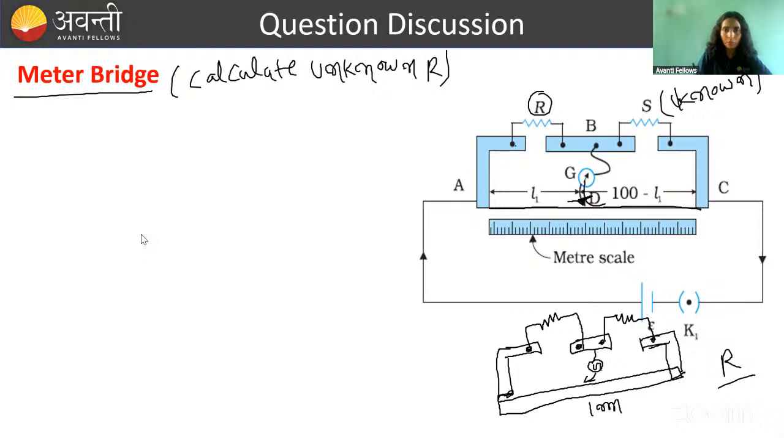I mean, we touched it here, and as soon as we touched this portion, we are getting 0 deflection. What is the meaning of this?